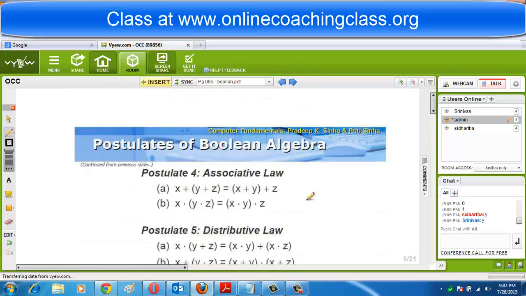Okay. Now slowly see the associative law. X plus (y plus z) is equal to (x plus y) plus z. Same thing, we can write like that also. X dot (y dot z), we can write like that also. Okay.